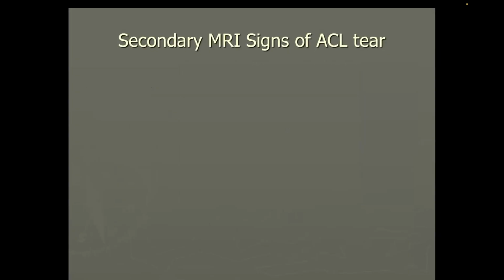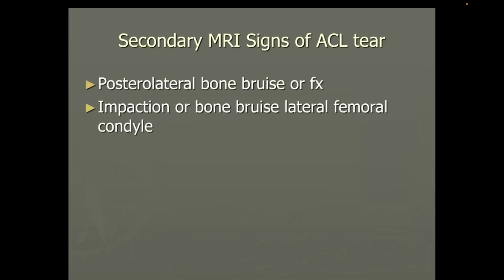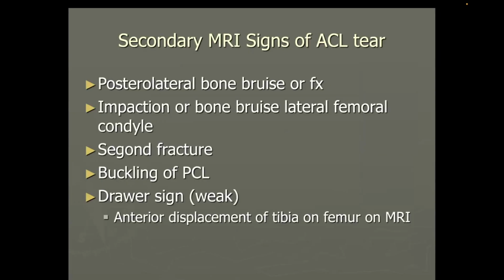What about secondary signs to assist you if they don't have an obvious mid-substance tear or an obvious avulsion? You can see a posterolateral bone bruise. You can see an impaction or bone bruise at the lateral femoral condyle, a Segond fracture, buckling of the PCL, or a drawer sign where you see actual anterior displacement of the tibia on the femur on MRI.